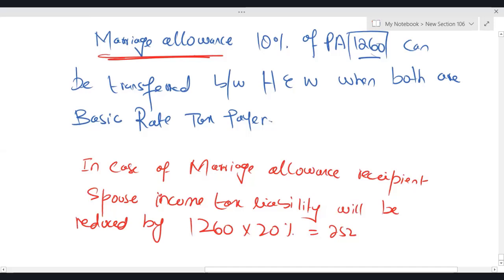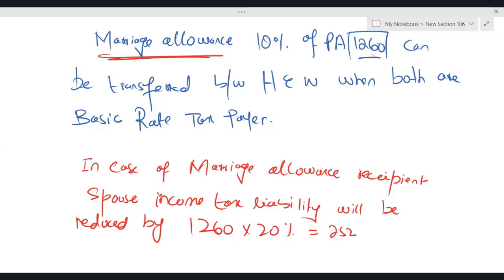Basically, you are not supposed to increase. The presentation is you cannot increase the personal allowance of the recipient partner. You will always reduce the income tax liability of a recipient partner by 252. But a very important point is marriage allowance comes into action only when husband and wife both are basic rate taxpayer. Second point is exactly 1260 will be transferred. Exactly.